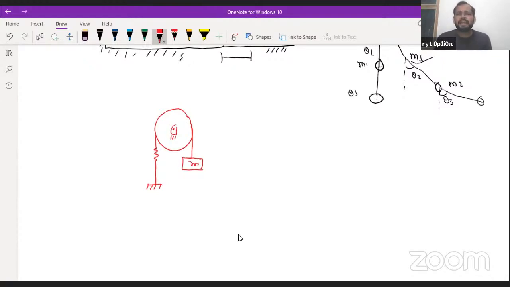Now, can anybody tell me what is the degree of freedom for the given system? There is one pulley, and its mass moment of inertia is I. There is one point mass. So what is the degree of freedom of this system?